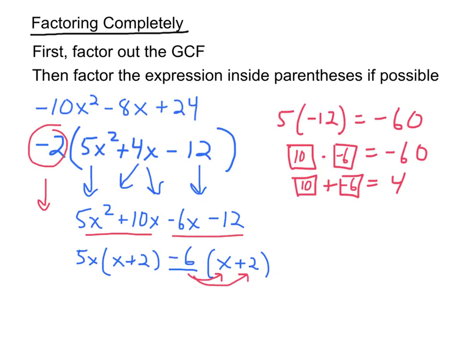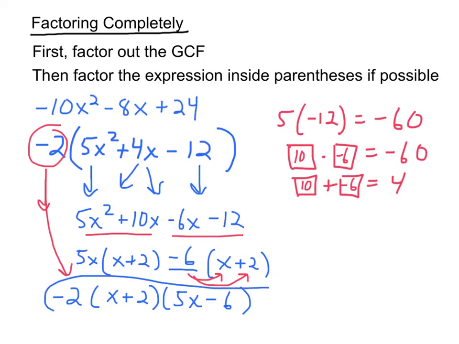That makes that work. So the answer to that part of the problem would be x plus 2 times 5x minus 6. And then we'll just carry this original GCF down and write that in front of our final answer at the end. Try not to forget to do that. And that would be your final factored answer.